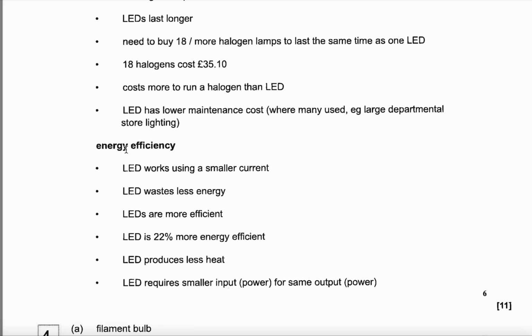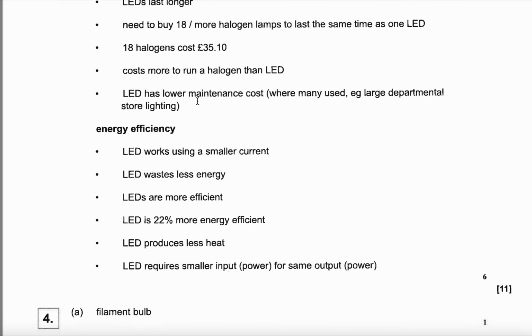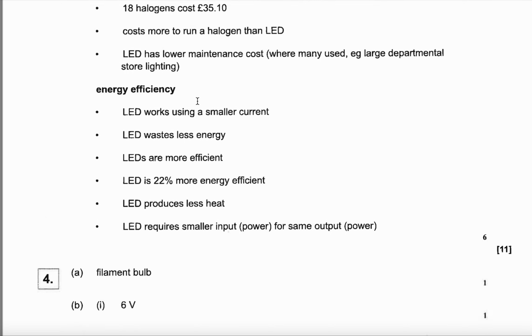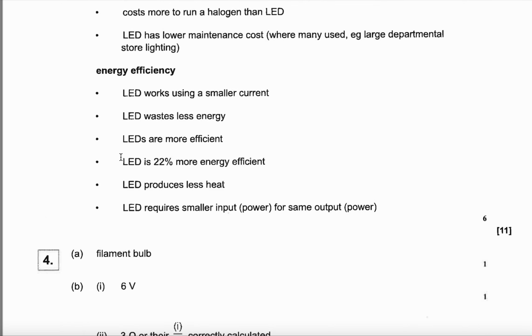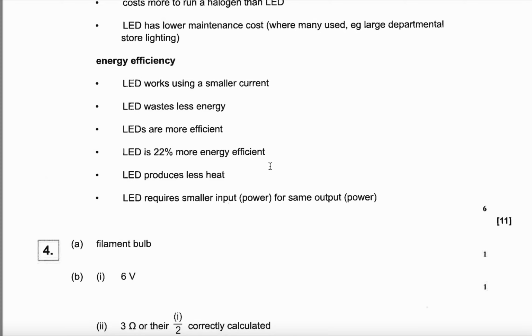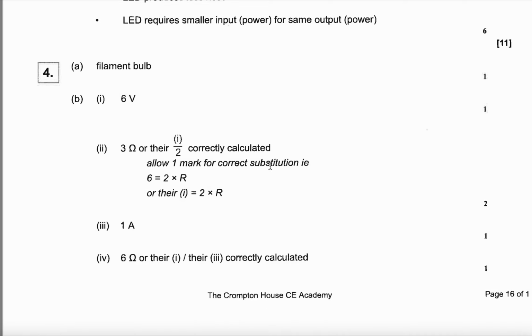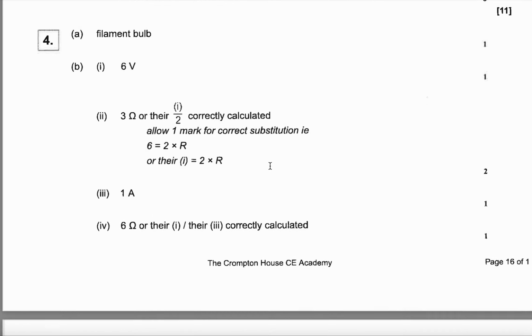So it's about clarity. So it says 18 halogens would cost £35. As long as you've done some thinking and shown that you've done some thinking, the teacher will decide whether you deserve 1, 2, 3, 4, 5, or 6. Then it's got energy efficiency. So the comparison would be LED is 22% more efficient. This is just giving you some sample answers that you could put in. That's why I haven't put my own answers in there. It's just down to the person who's marking your paper.